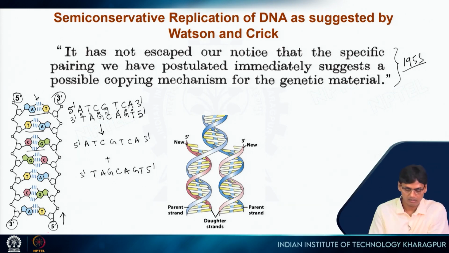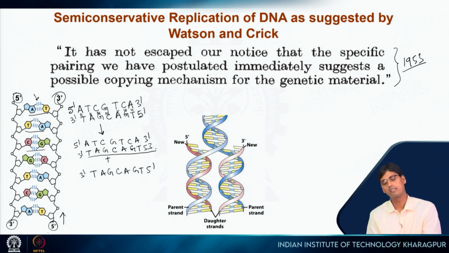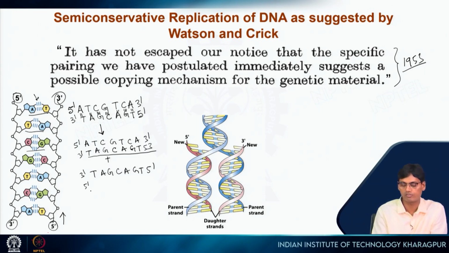So, here T, A, G, C, A, G, T, 5 prime, 3 prime. This underlined strand is the new strand. And here also the other strand will be synthesized from 5 prime to 3 prime direction. So, as a result of that, you are getting A, T, C, G, T, then C, A, 3 prime. This underlined strand is the new strand.